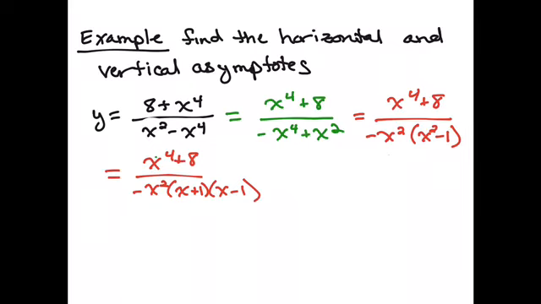None of those is going to cancel with anything in the numerator. So we're going to have vertical asymptotes from here. If I set that equal to 0, I get a vertical asymptote at x equals 0. From here, I'll get a vertical asymptote at x equals -1. And from here, I get a vertical asymptote at x equals 1.